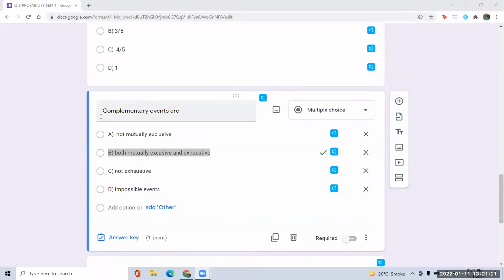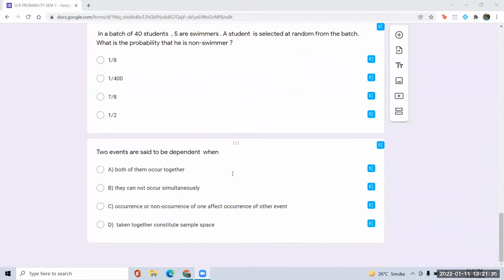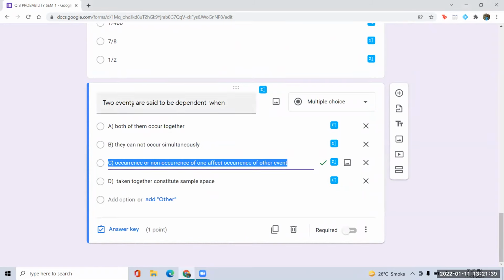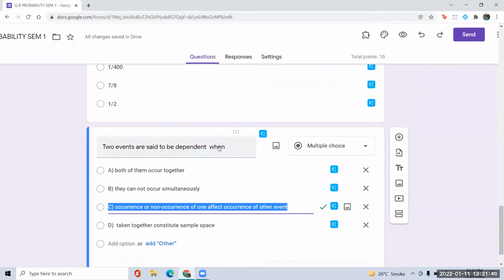Next problem is a definition based question. The complementary events are both mutually exclusive and exhaustive. This is the correct answer. One more definition based question is this. Two events are said to be dependent when occurrence or non-occurrence of one affects occurrence of the other event. That is the correct answer.